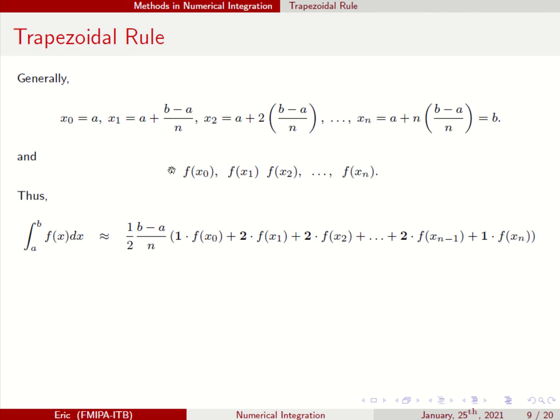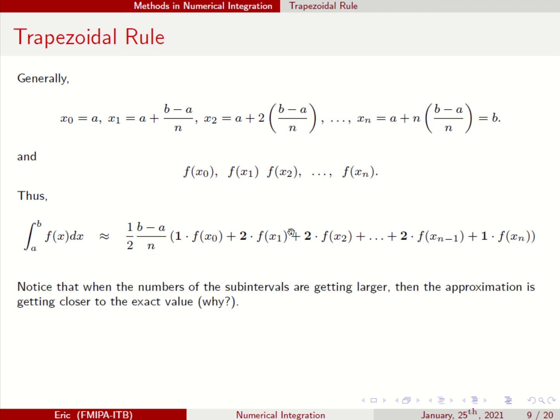And generally, I have this formula. This is for approximating the integral from a to b of f(x) dx using n subintervals. Look again at the pattern. The pattern is 1, 2, 2, 1. Okay? And notice when the number of subintervals gets larger, the approximation gets closer and closer to the exact value.